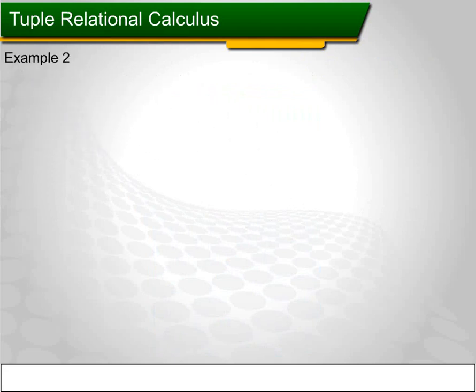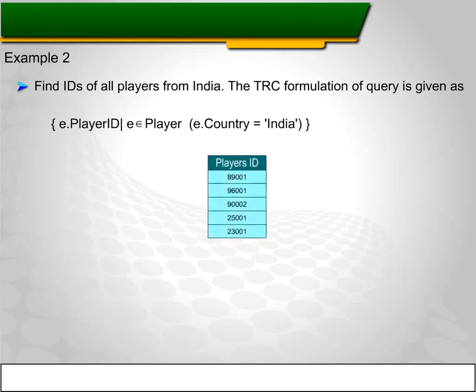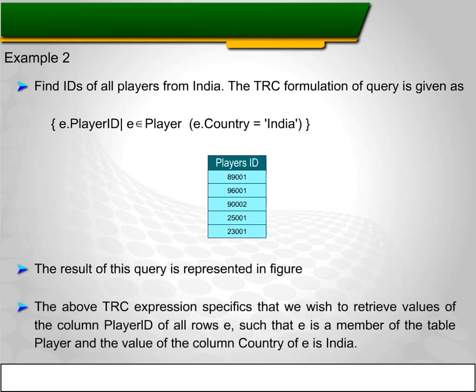Example 2. Find IDs of all players from India. The TRC formulation of the query is given as {E.playerID | E in player and E.country = India}. The result of this query is represented in the figure. The above TRC expression specifies that we wish to retrieve values of the column player ID of all rows E such that E is a member of the table player and the value of the column country of E is India.